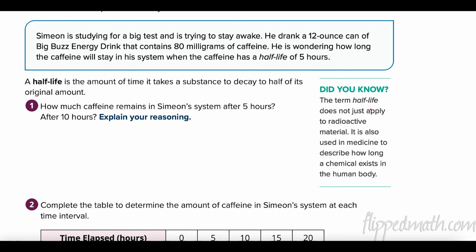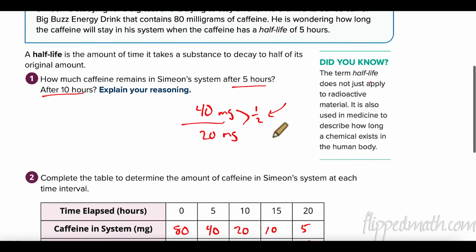So when it talks about how much caffeine remains in his system after 5 hours, that's half, because 5 hours occurred, so half of what he had, so that would be 40 milligrams left in his system after 5 hours. Now, another 5 hours, so half of that would be 20 milligrams, right? I'm multiplying every time by 1/2. So my constant multiplier now is a half.